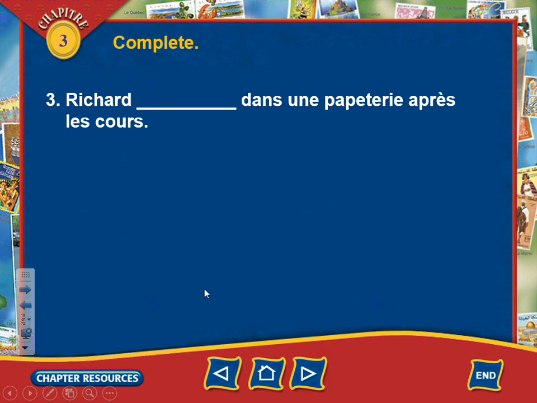Now we have to come up with a verb for this sentence. Richard is my subject. What does he do dans une papeterie après les cours? If you go back to Lucette's paragraph, you're going to find the verb you need. Did you say travaille? If you did, you got it right. Richard works in a stationery store after classes.